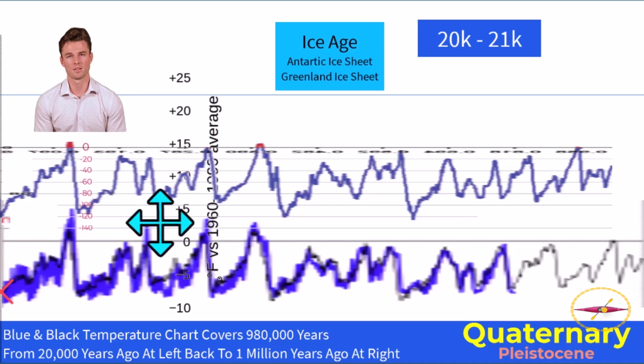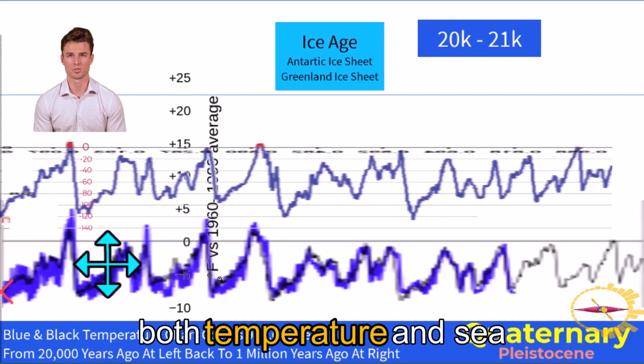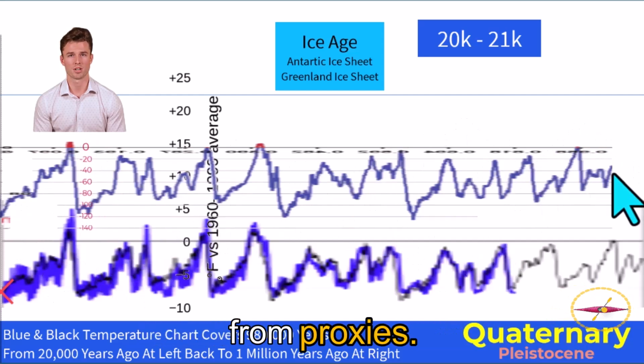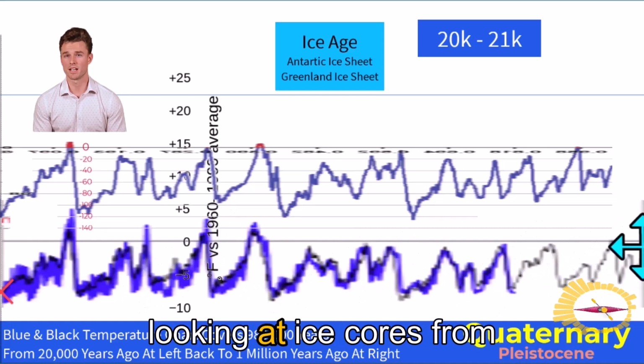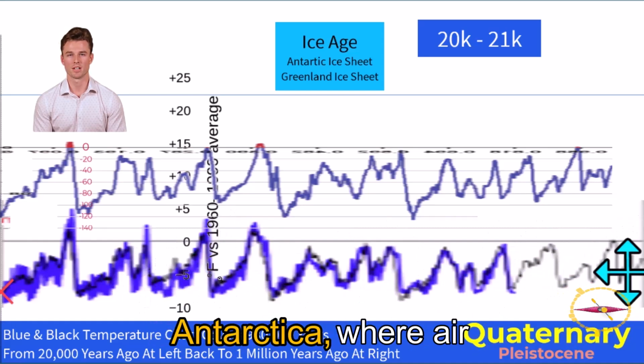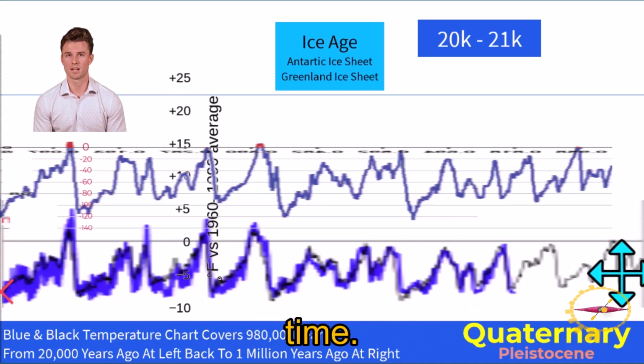Before leaving this panel, I'm going to point out that the values that we have for both temperature and sea level have been derived from proxies. The temperature values here were all derived by looking at ice cores from both Greenland and Antarctica, where air bubbles in the ice gave indications of what the temperatures were at the time.